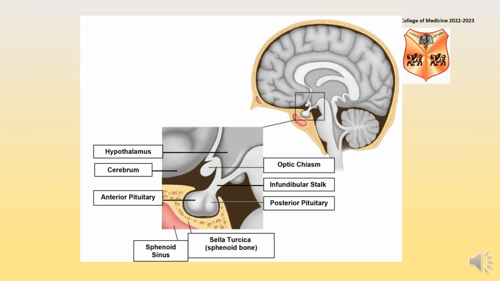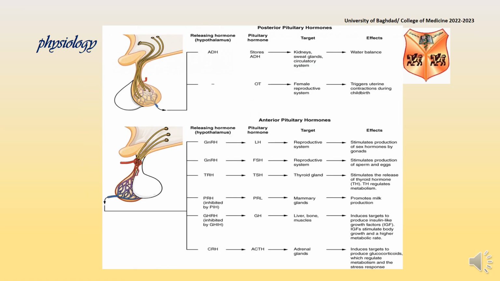This is a simplified image of what we have been talking about: sphenoid sinuses, sella turcica with posterior and anterior pituitary glands enclosed within the sella turcica, with the infundibular stalk connecting the hypothalamus with the pituitary gland. About the physiology, anterior pituitary gland and posterior pituitary gland. The anterior pituitary gland secretes LH, FSH, thyroid stimulating hormone, prolactin, growth hormone, and ACTH.